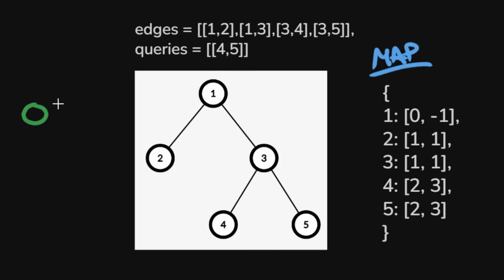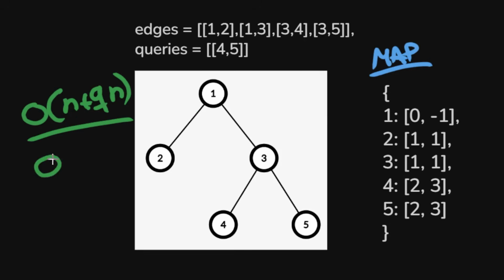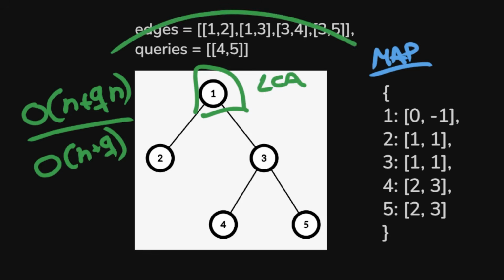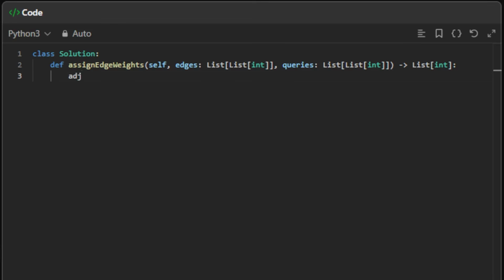So overall time complexity is roughly big O of n because of the BFS to build the map, plus the number of queries times n, because each lowest common ancestor lookup requires n in the worst case. Space complexity is big O of n if we consider this map, or big O of n plus q if we decide to cache the function to find the lowest common ancestor. So with this in mind, let's go with the code. First, we need an adjacency list for the BFS.